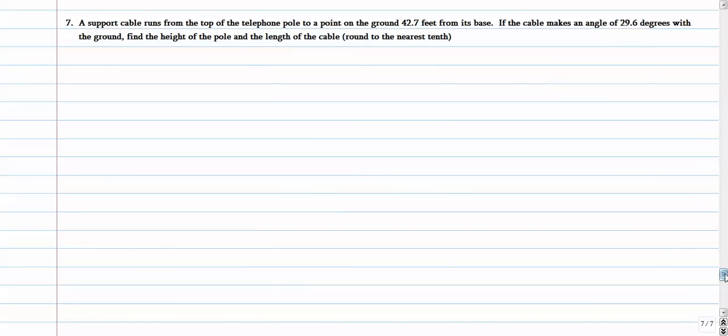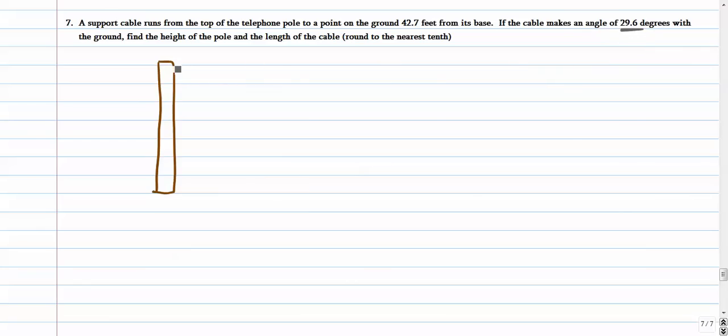Last one. Support cable runs from the top of the telephone pole to a point on the ground 42.7 feet from its base. So let's draw ourselves a telephone pole in brown here. So we've got ourselves a telephone pole. All right, a cable runs down. A cable is in gray. And that cable makes an angle of 29.6 degrees with the ground.